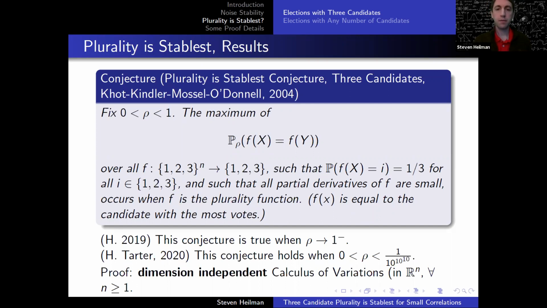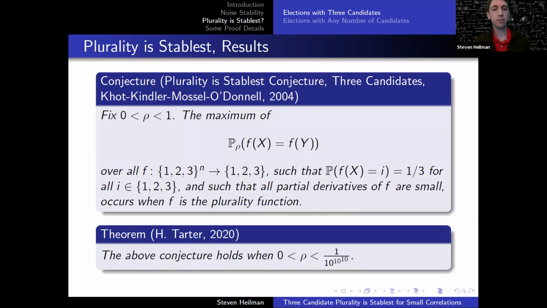So the proof, as in the works that I mentioned a few slides ago, uses calculus of variations in a way that does not depend on the ambient dimension n. In fact, the result that we get doesn't just say something about three candidates, it's a corollary of a more general theorem.